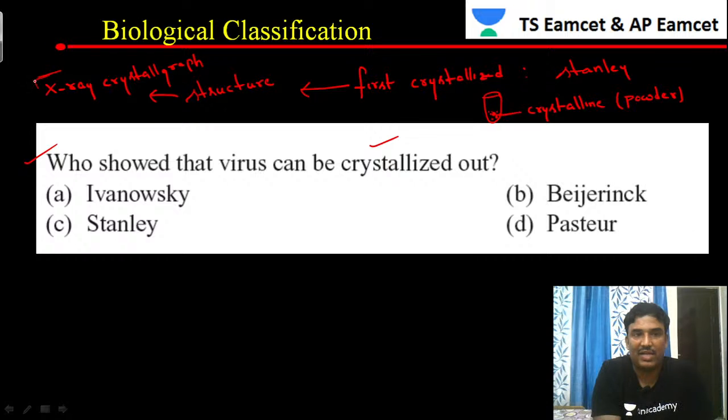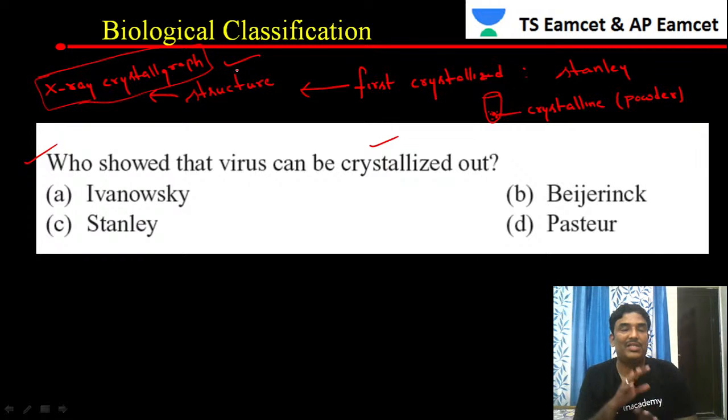When the virus is crystallized, using the analytical technique called X-ray crystallography, you can study the structure of the virus. Like the virus has a head, it has a capsid, and the capsid is made of protein, as we have studied about the virus. For example, bacteriophage is a tadpole-shaped virus. We come across all these when you crystallize the virus and observe it under the microscope.